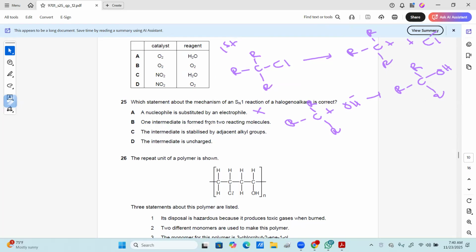One intermediate is formed from two reacting molecules? Only one reacting molecule is needed to get one intermediate. The intermediate is stabilized by adjacent alkyl groups, which is correct. When you have three alkyl groups, they can donate electrons. Therefore, you can have a stable intermediate. The intermediate is uncharged? That is wrong. It has a positive charge. So C is the correct answer.